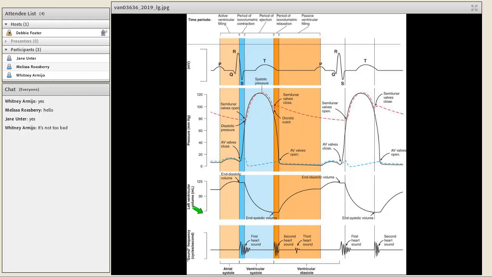So rather than 55, maybe we'd only be left with 35. You get closer to 85 to 90% ejection fraction. So most of the blood that's in the ventricle will be pushed out. At rest, once again, is about 70 to 75%.